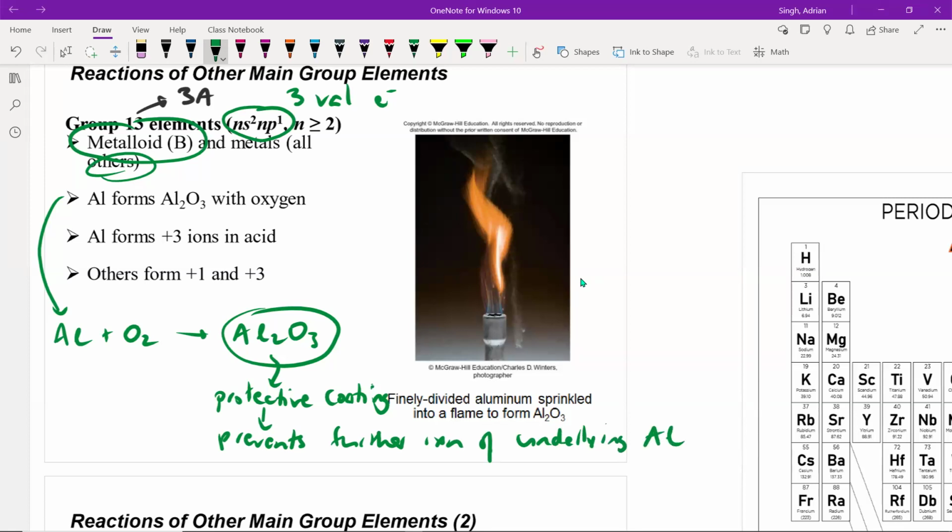So it does prevent further reaction of the metal. So we can actually use aluminum for structural purposes, for structural materials, aluminum siding, for example, or in the shells or the fuselages of airplanes.